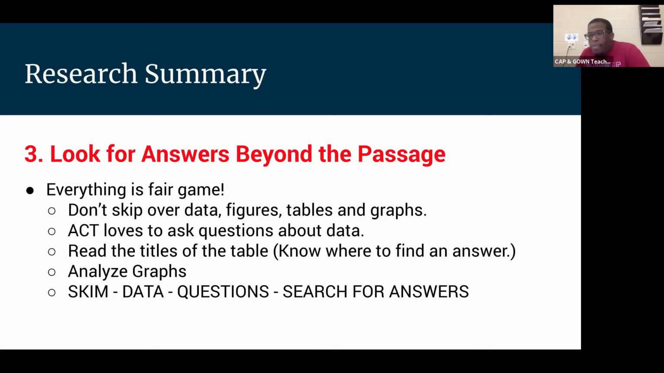What you want to do is skim the passage, read and interpret the data, and then go to your questions and then search for your answers, okay? Don't waste a lot of time reading so deep into it. Skim the passage, find the important information about the purpose, about the methods. Go on to your data set, find those trends, analyze those graphs, and then jump to your answers and use what you've learned in the passage as hooks to find your answers.